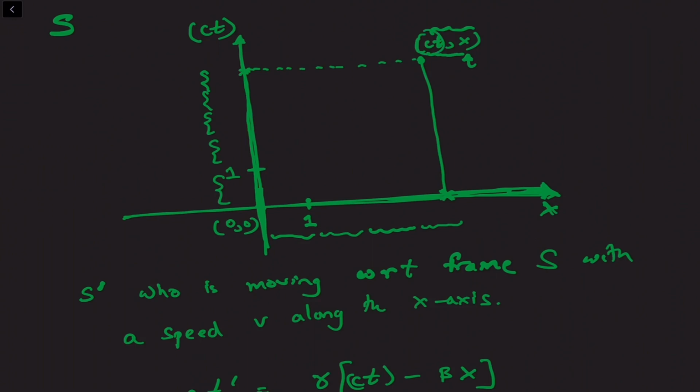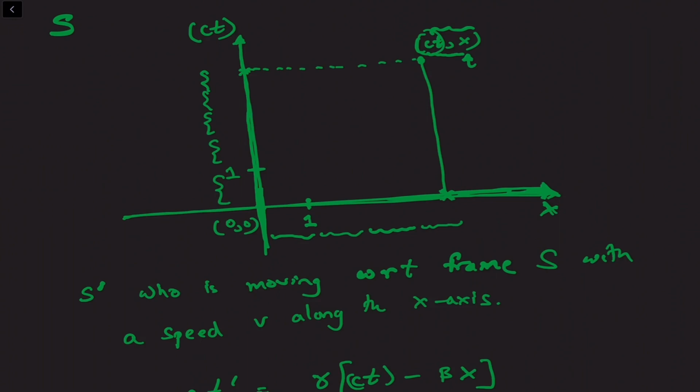So what we need to do is something similar for the frame S prime. We need to first identify the x prime axis and the t prime axis, and then we need to drop perpendiculars onto the x prime and t prime axes. And then we need to find out how many unit distances along those x prime and t prime axes this spacetime point is away from the origin.